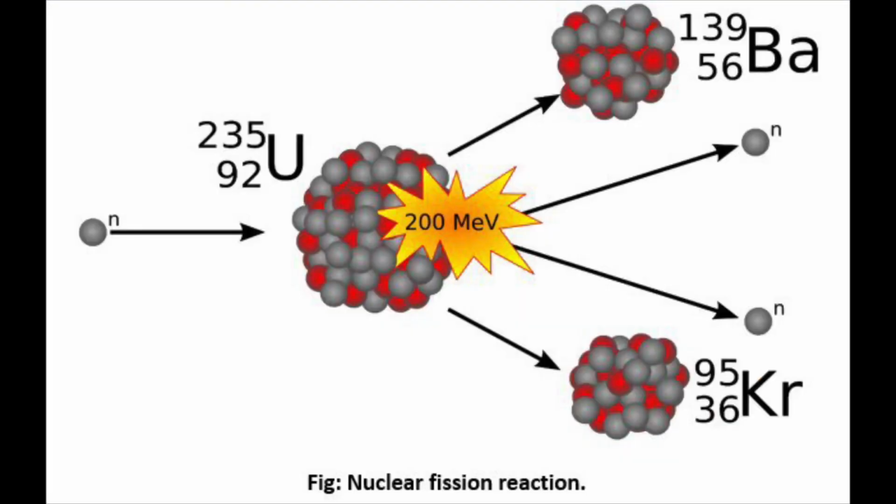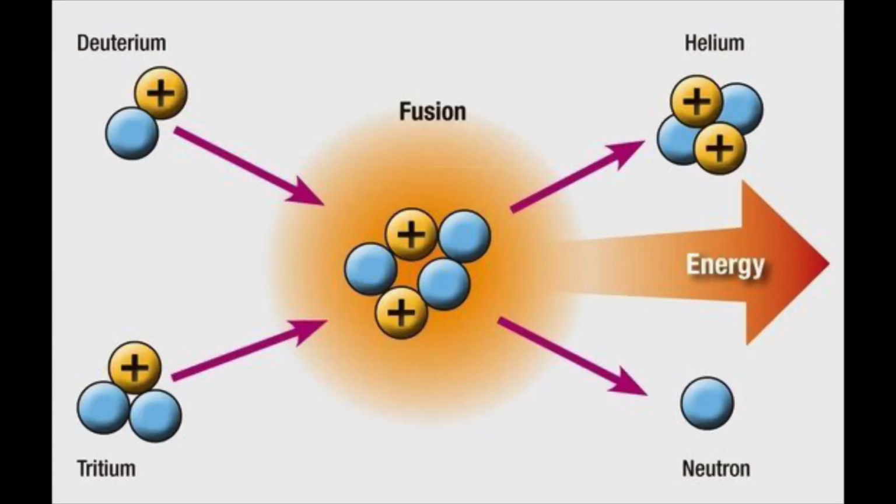There are two ways to produce nuclear energy. The first one is by nuclear fission. And the second one is by nuclear fusion.